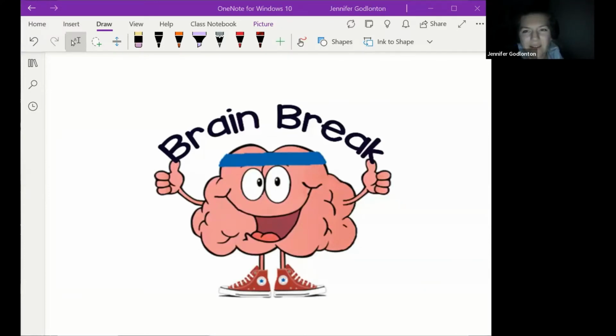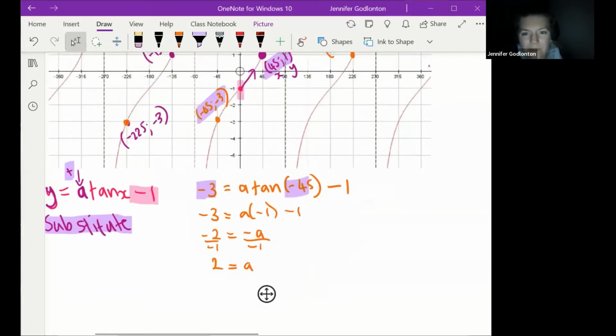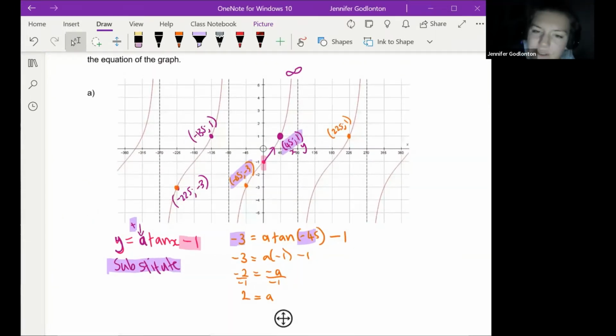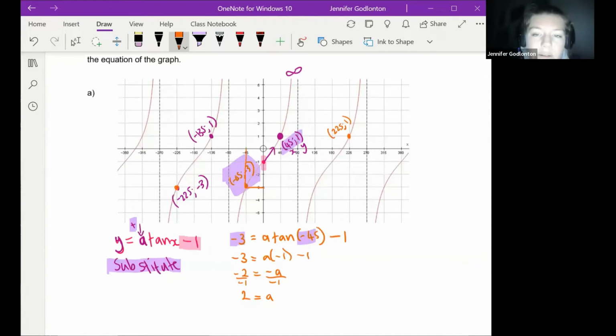Ma'am, for the negative 45 and negative 3, where did we get that? Oh, I just took this set of coordinates over here. So how do we get negative 3, ma'am? That is what its value is. So at negative 45, it is negative 3. But you could take any. So like here, 225 and 1, or like negative 225 and negative 3. Any one which is a nice coordinate. That's the point of intersection. Okay. No problem.